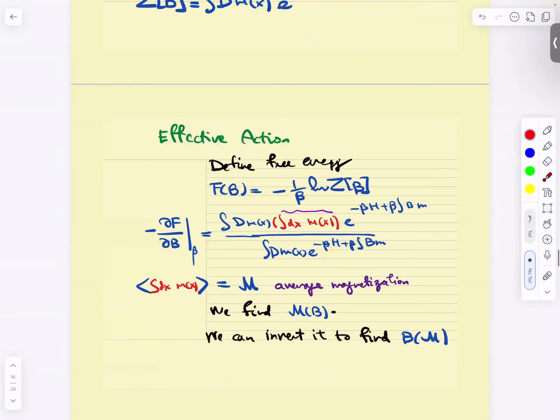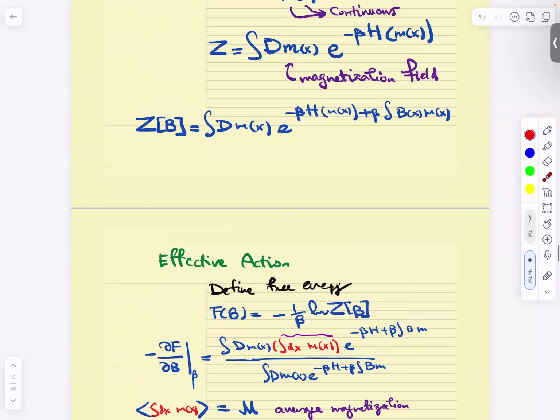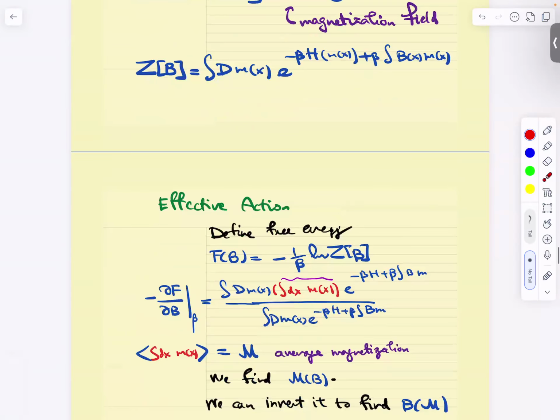Then why did we do this? Because -1 over beta ln of Z of B is the free energy. If you take derivatives with respect to B of the free energy at fixed beta, these derivatives will bring down the integral of d of x m of x. So these derivatives will give you the average overall magnetization.